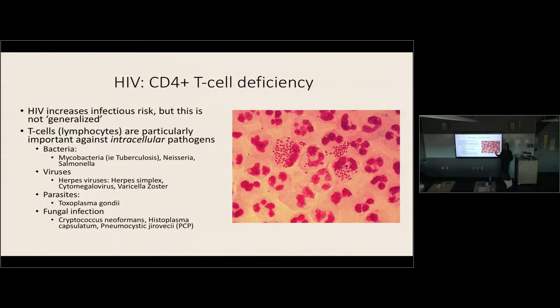It'll lyse them using lysosomes and various things. And the T cells help the neutrophils to do this. And without them, these bacteria can actually survive fine in the neutrophils. They're adapted to survive within cells.